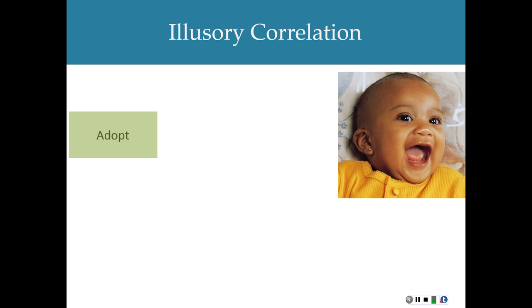Okay, an illusory correlation. I did spell that word correctly. It's illusory. Illusory means that it's in your perception. It's not really existing. So you're seeing two variables going together that really don't go together.